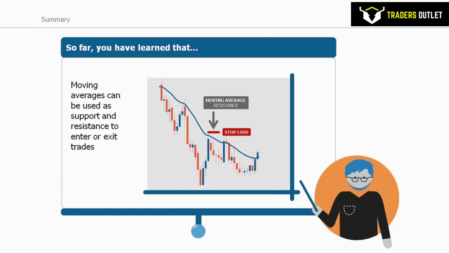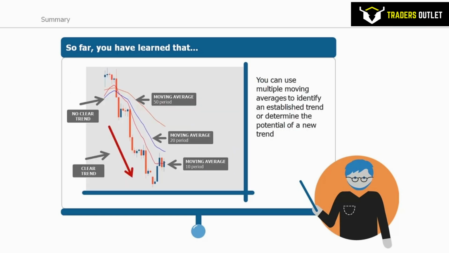Moving averages can also be used as support and resistance to enter or exit trades. You can use multiple moving averages to identify a trend already underway, or determine a potential new trend by watching for a moving average crossover using different period settings.